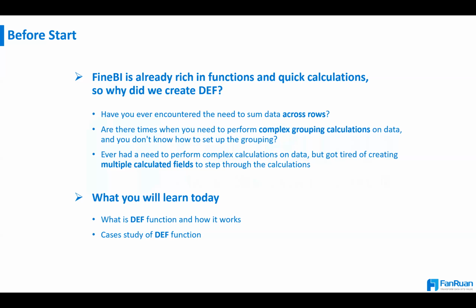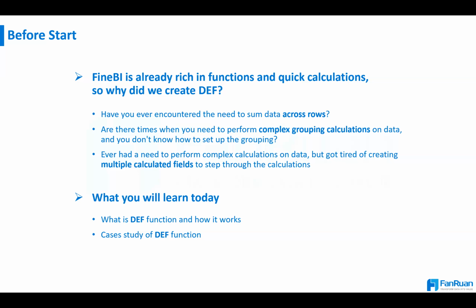To address these needs, we introduce the def function. The def function can create a static indicator with grouping and filter calculation. It allows users to perform dimension-based calculations in self-service datasets and interline calculation with the def and earlier functions.